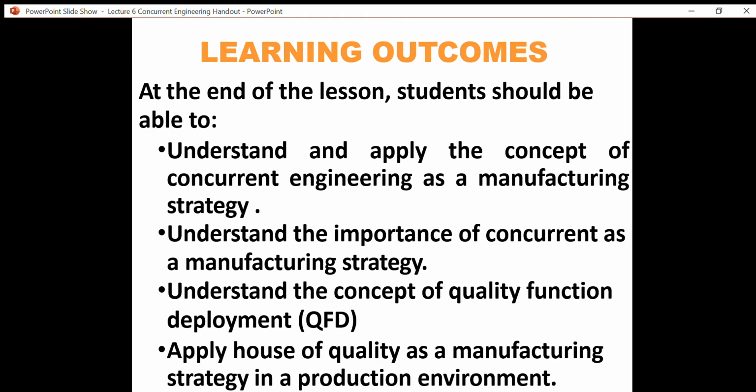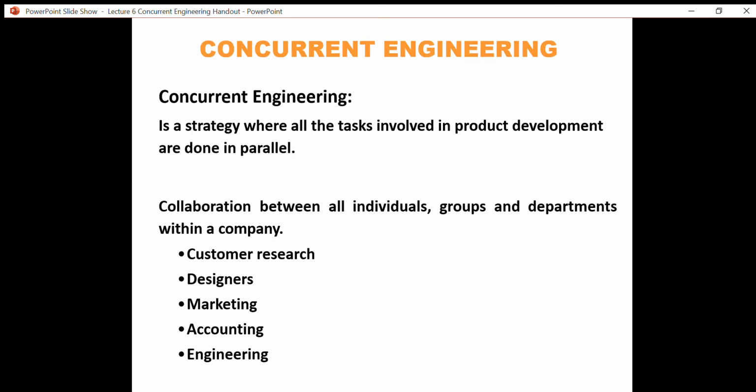So today's topic is concurrent engineering. We already learned this one. I hope you already understand, because this is the learning outcome for this topic: understand and apply the concept of concurrent engineering as a manufacturing strategy. I hope you also understand the importance of concurrent engineering as a manufacturing strategy. Understand the concept of quality function deployment, QFD, and then you can also apply the house of quality as a manufacturing strategy in the production environment. So what is concurrent engineering?